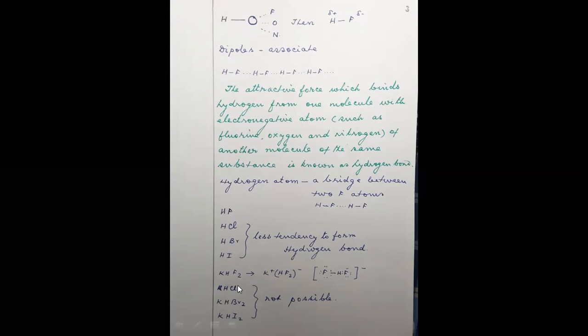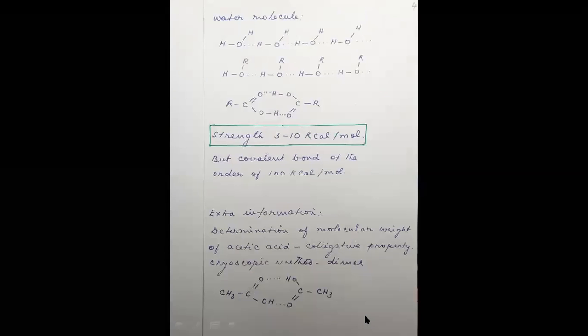And because of this, KHF2, this is a complex molecule, that is K+ HF2-. This is the structure of the coordination sphere. Only KHF2 exists, whereas KHCl2, KHBr2 or KHI2 are not possible or do not exist because of the hydrogen bond. And look here, water molecules form hydrogen bonds, and because of the hydrogen bonds alone, water exists in the liquid state. Similarly, alcohols form hydrogen bonds and carboxylic acids also form hydrogen bonds.